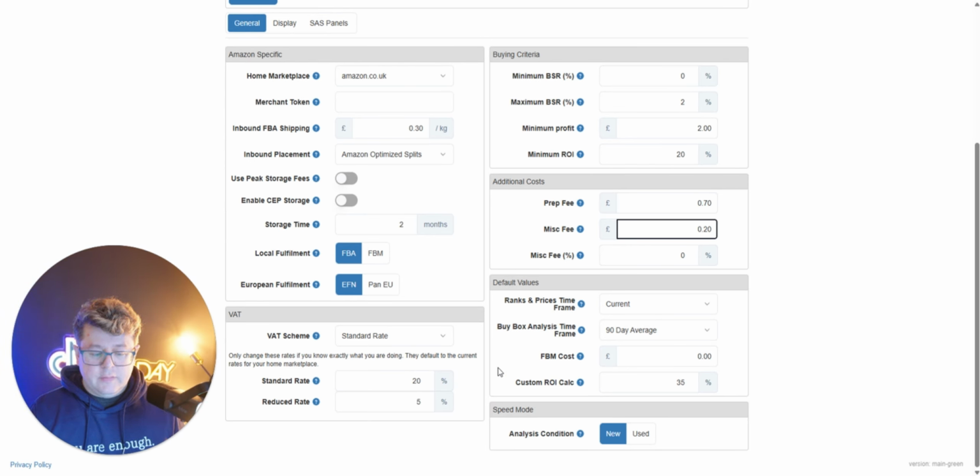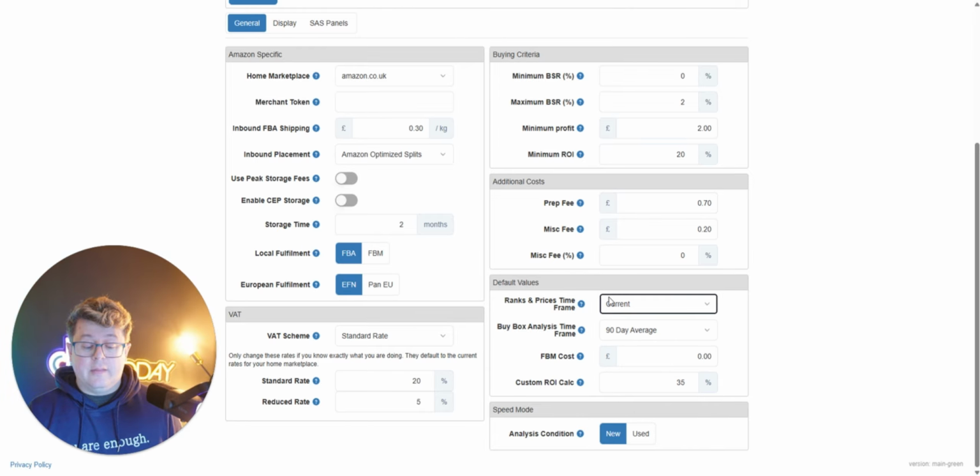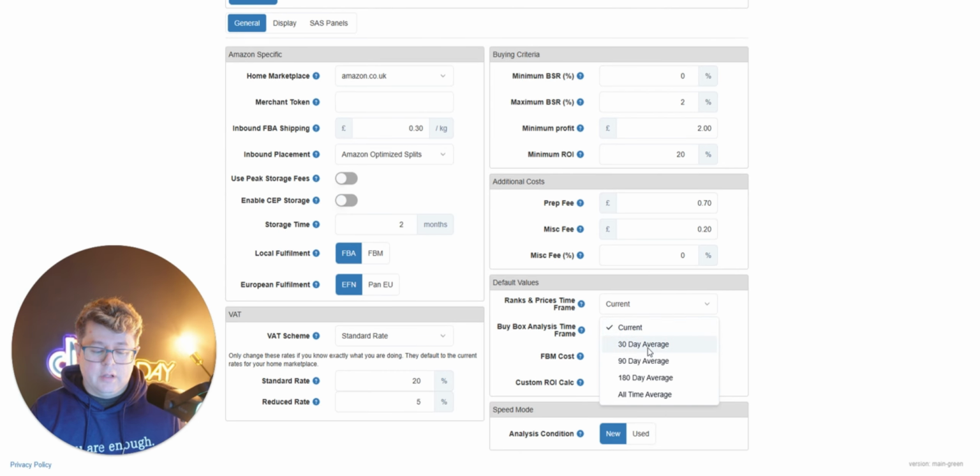Then we have got the default values. So these are when you're looking at the calculator. You can look here, we've got a time frame which you want to be looking at. I personally like to look at the current, so see what the current sale price of the unit is, not the 90-day, 30-day, 180-day averages. I do like to look at the current price I can sell this product for. When I'm analysing a product, I would then go over and look at these 30, 90, 180-day and make sure that the margin is there and the sale price is still stable.